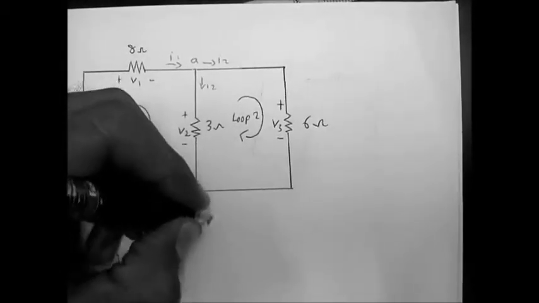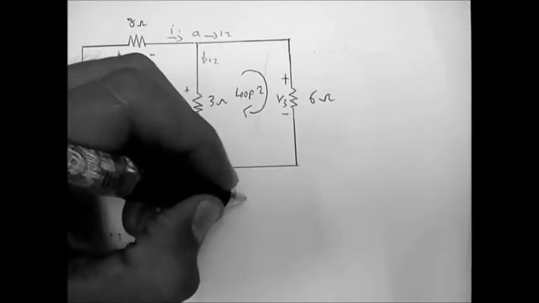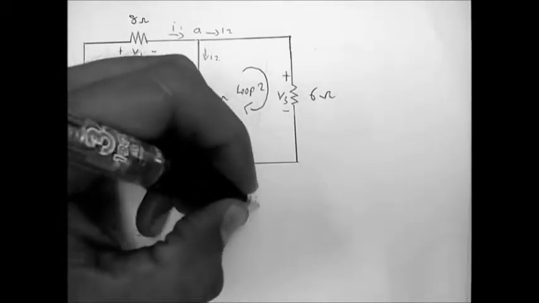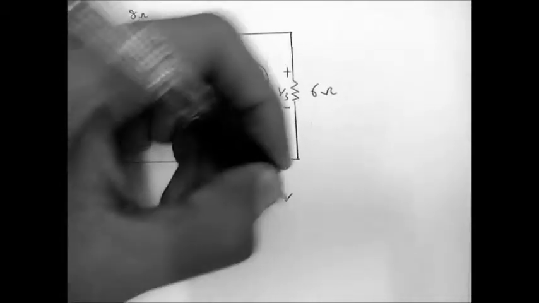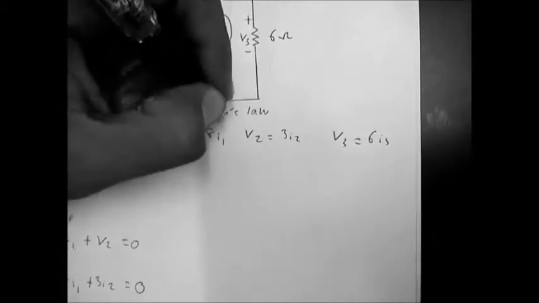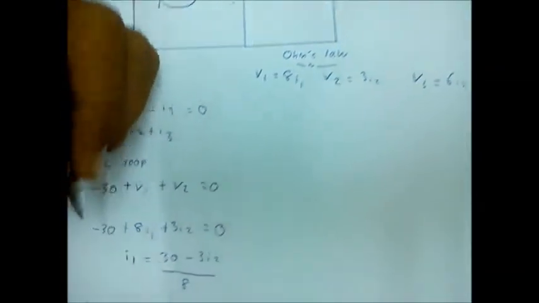In this circuit we also apply Ohm's law, where we know each of V1, V2 and V3. So V1 is 8I1, V2 equals 3I2, and V3 equals 6I3. This is Ohm's law. By this we know this is for equation 2 and this for equation 1.